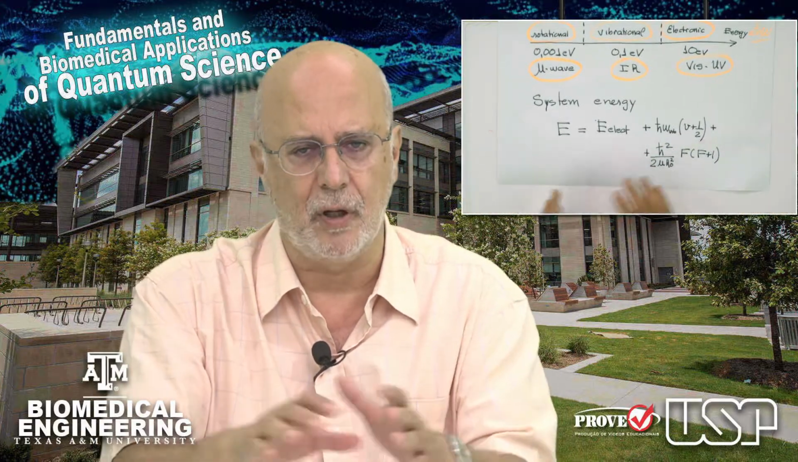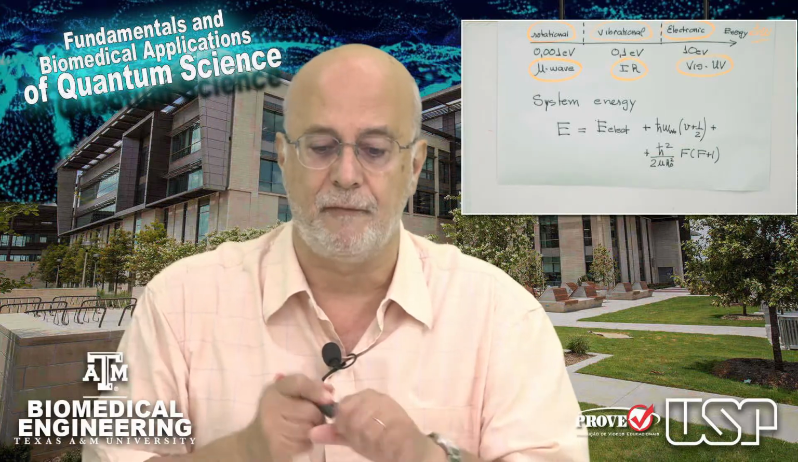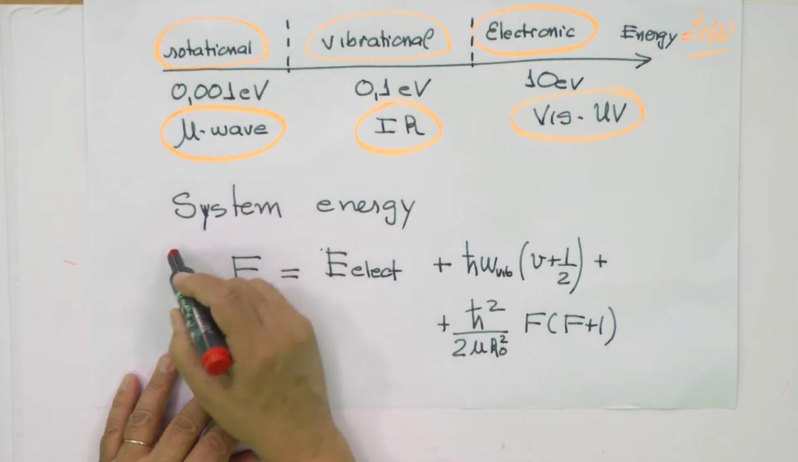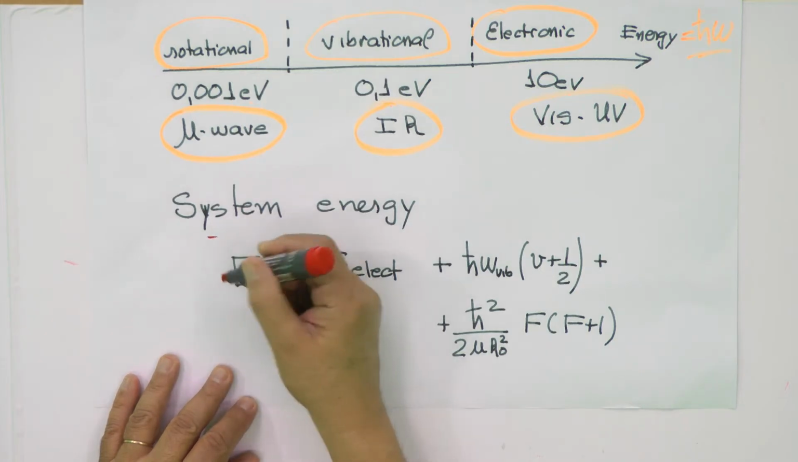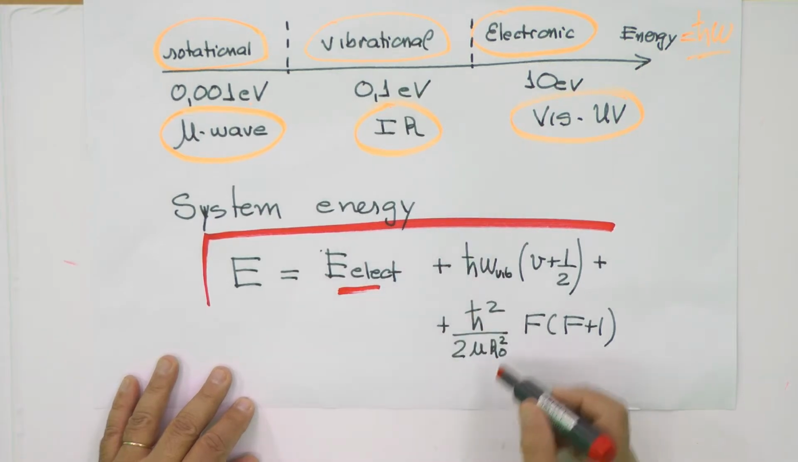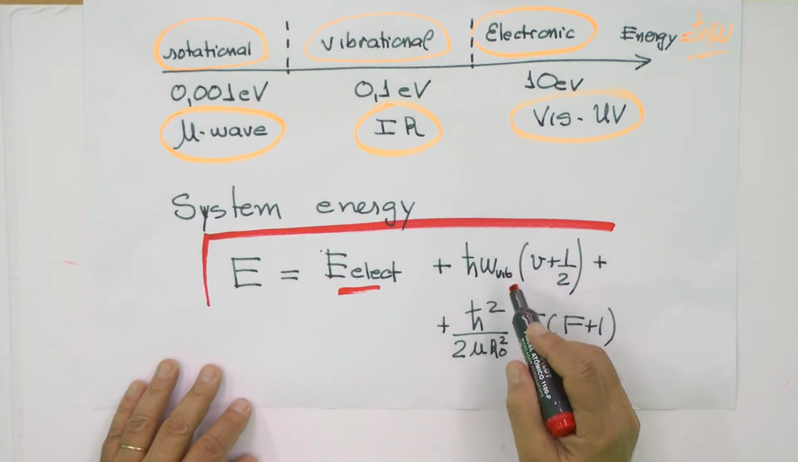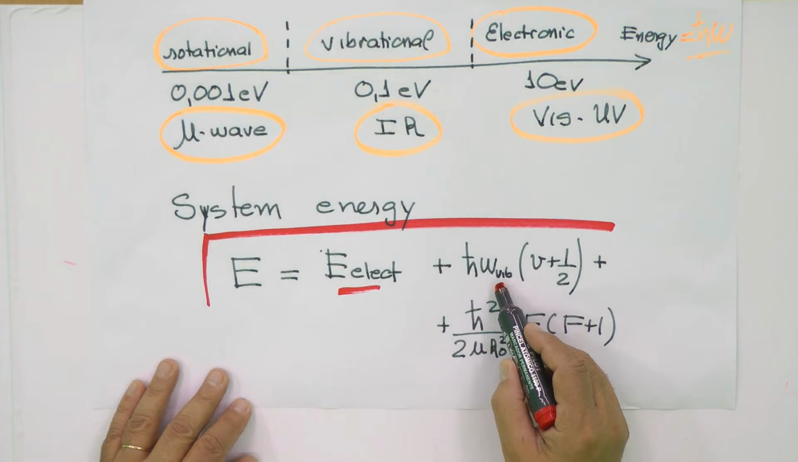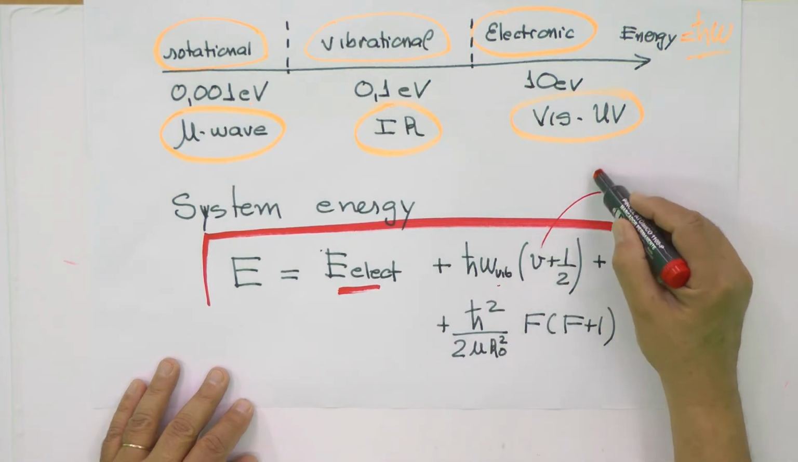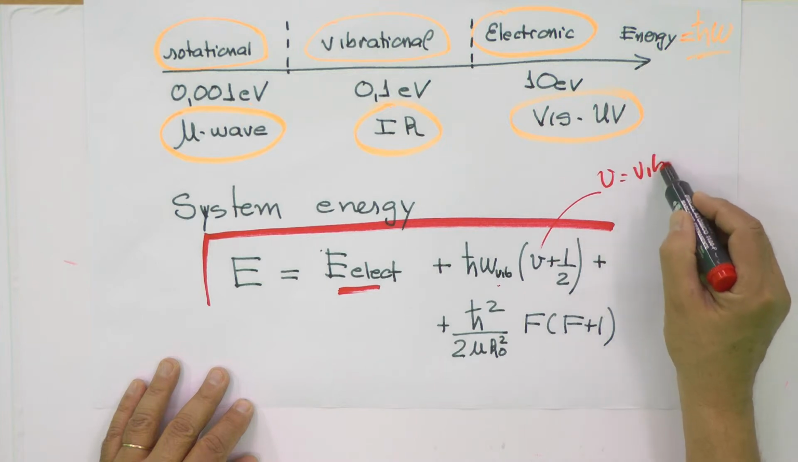So the overall result of having these 3 degrees of freedom in the molecule for accommodating energy is that the overall energy is the sum of the electron energy plus the vibration, and here I put h bar times the frequency of the vibration times v plus half, and this v is the vibrational quantum number.